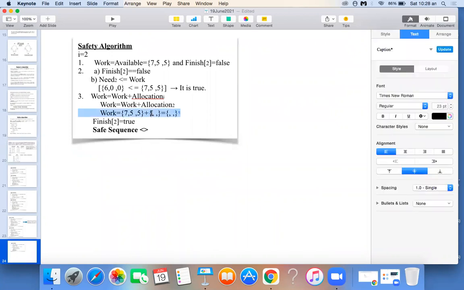3, 0, 2. Add it and tell me how much you get. 10, 5, 7. Okay, so make that process as completed. So finish of 2 is equal to true, we have to write. So what is the safety sequence now?